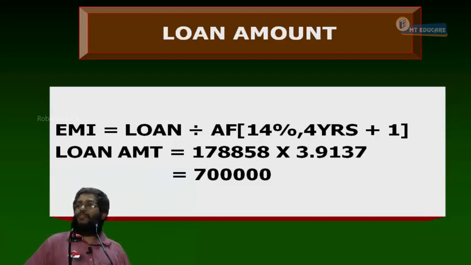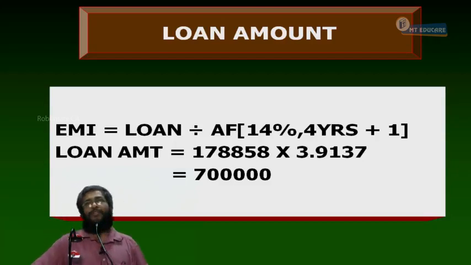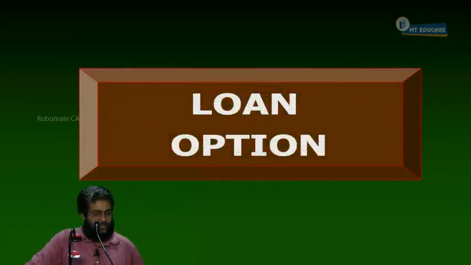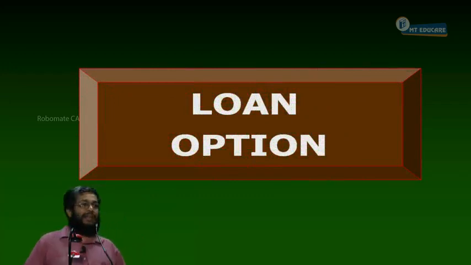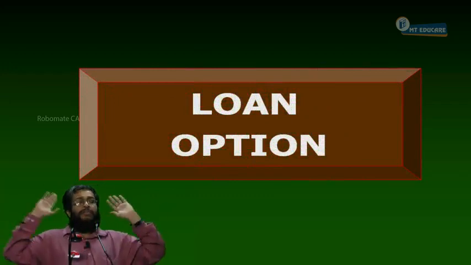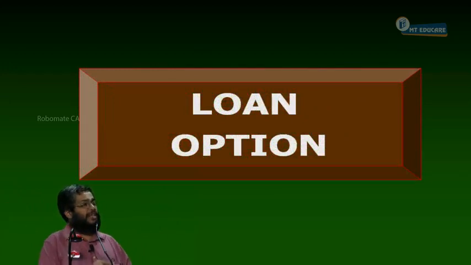Next, we have to go for what? Loan option. Alternative 1, loan option. There are two options now, loan versus lease. Before you write anything, how many cash flows are there for the loan option? 4 cash flows. One is what? Principal, interest, salvage value, depreciation.